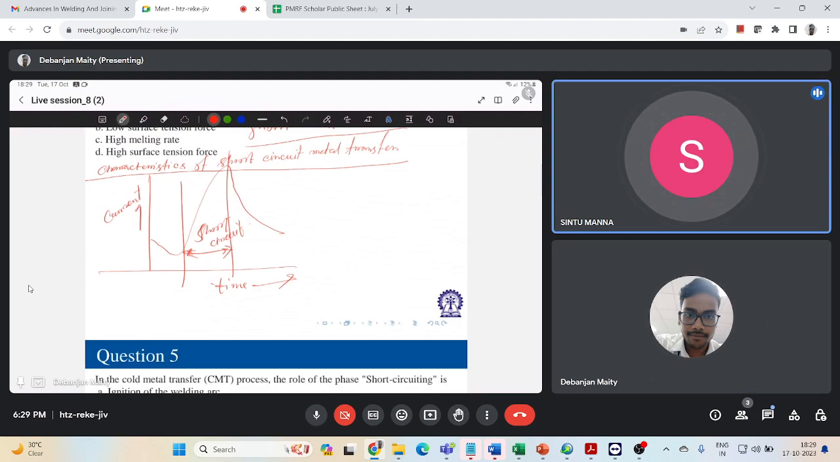Sir, another question. Why are globular transfer and spray transfer not suitable for printing?